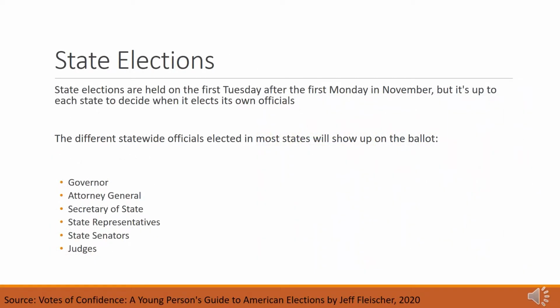State elections. State elections are held on the first Tuesday after the first Monday in November, the same as federal elections, but it's up to each state to decide when it elects its own officials. The different statewide officials elected in most states will show up on the ballot: governor, attorney general, secretary of state, state representatives, state senators, and judges.